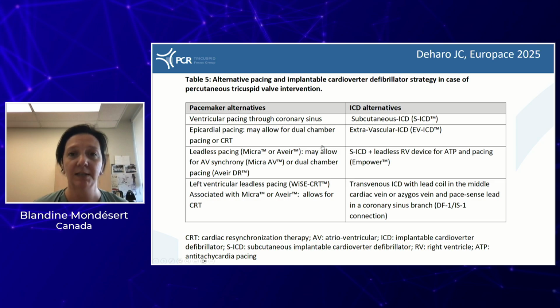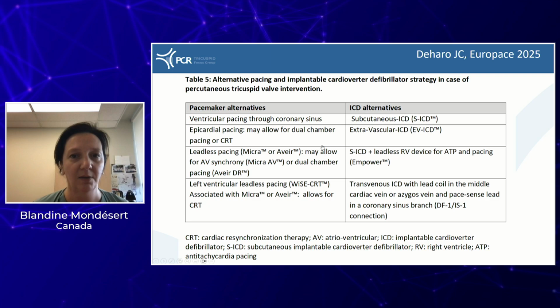So here it's from the paper published in Europace, and we have the different solutions to avoid the tricuspid valve. You can see on the left side of the slide the pacemaker alternatives: the ventricular pacing through the coronary sinus, the epicardial pacing, the leadless pacing, and the LBBAP with the leadless pacing.